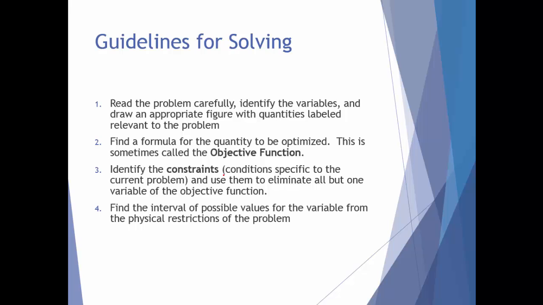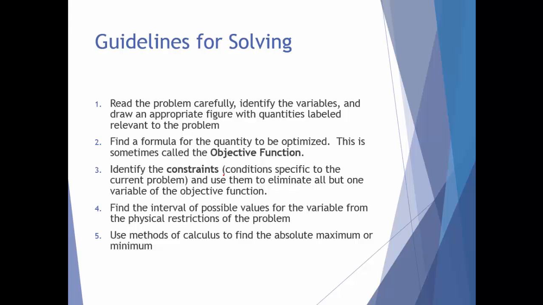Again, just a quick example. Let's say your objective function is a function of time. Well, time definitely can't be negative, so you would automatically say time had to be greater than 0. That's what we mean by physical restrictions of your problem. And then because we have that objective function as a function of one variable, we're going to be able to take its derivative and use methods of calculus to find the absolute maximum or minimum.